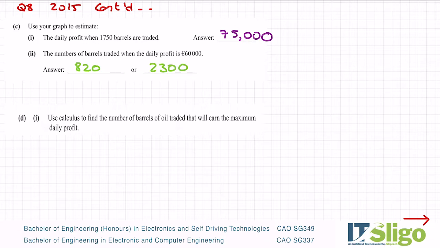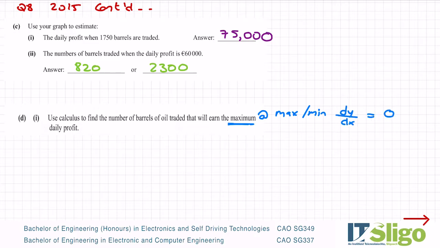Okay, part D then. Use calculus to find the number of barrels of oil traded that will earn the maximum daily profit. You'll see in the majority of the calculus questions I have done, and we've done quite a few at this stage, we've often had a question that was on max min, and you'll see me always writing down at max min, so max or min points, dy dx equals 0. That's the theory that they're testing.